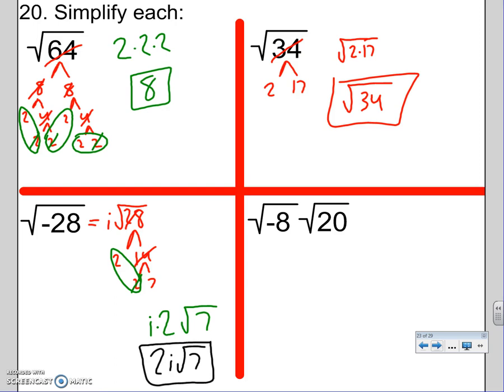So the hardest one's over here. Square root of -8 times square root of 20. Well, you can multiply square roots. I'm going to do this. It might be easier. I'll multiply them together. It's going to be square root of -160.